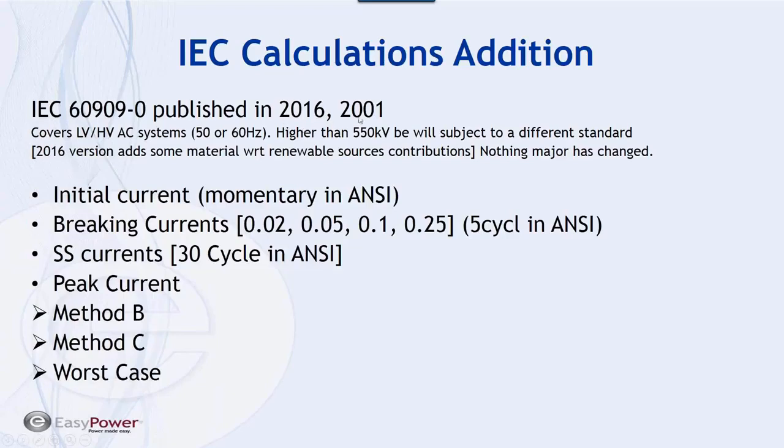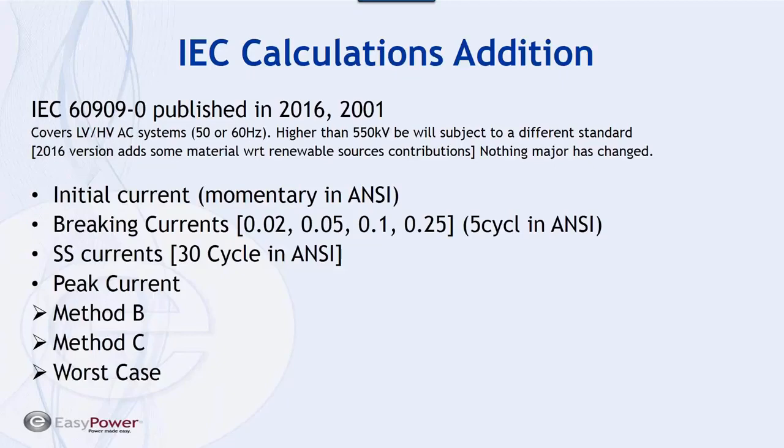60909 had a version in 2001. Recently, the 2016 version is out. We are compliant with both. I would say that primarily we started the project based on 2001. 2016, I'm going to read it off this line here. It adds some material with regard to renewable sources contributions.